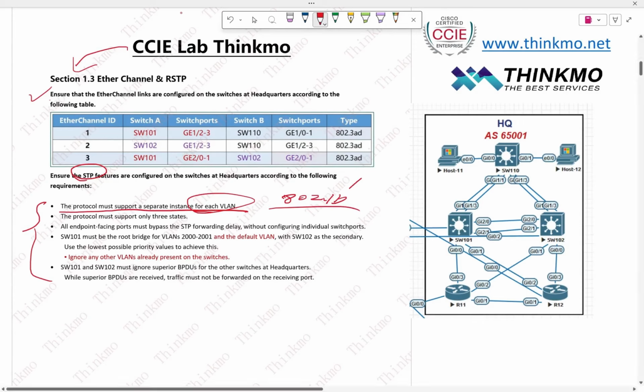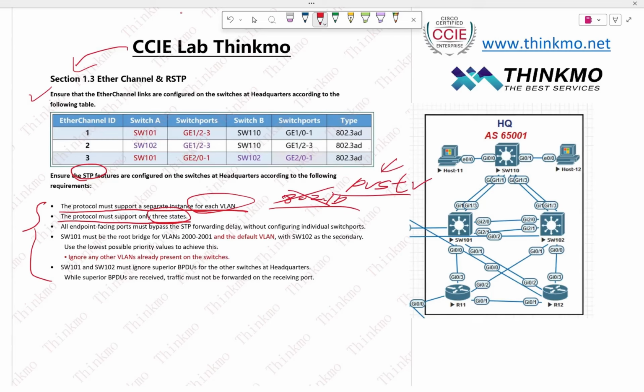Then, in addition, there's also PBST. It supports per VLAN, so it's possible that we need to use this. Also, Cisco has its own proprietary protocol, which also supports this per VLAN spanning tree. Now, let's look at the next requirement, which is that it must support 3 spanning tree states. As for 802.1d, it actually has 5 states, right? And PBST can support 3 states, as can RSTP. They can also support 3 states.